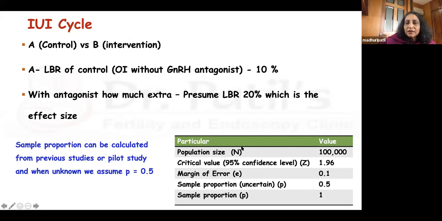So normally, sometimes if you don't know the population size, what they say is it really does not make a difference.